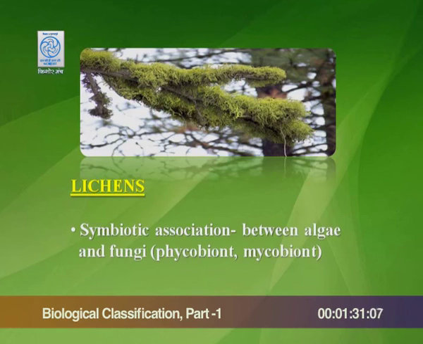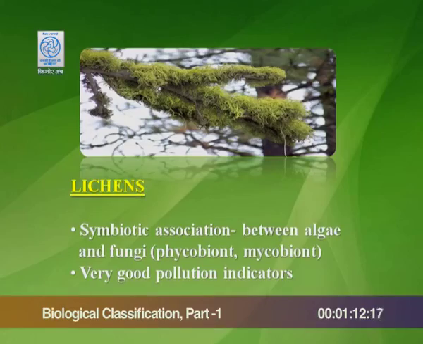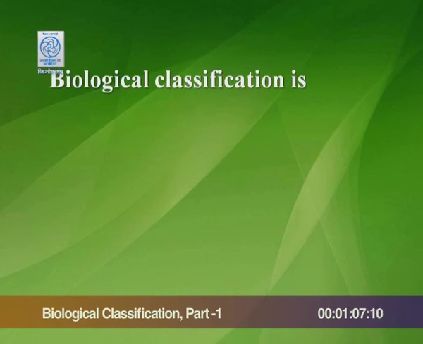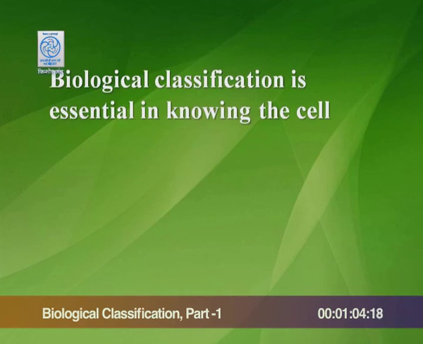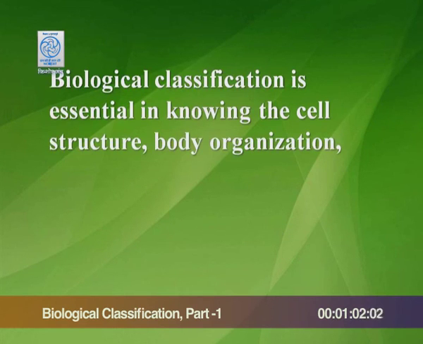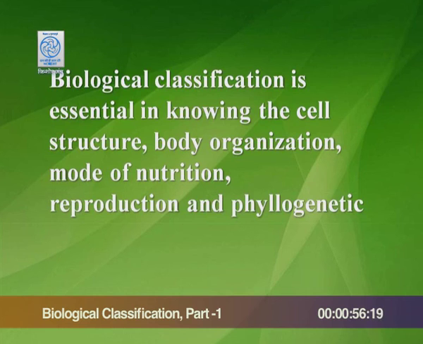Lichens. They are the symbiotic association between algae and fungi. The algal component is known as phycobiont and the fungal component is known as mycobiont. The relationship is known as symbiotic relationship. They are very good pollution indicators. Biological classification is essential in knowing the cell structure, body organization, mode of nutrition, reproduction and phylogenetic relationship.